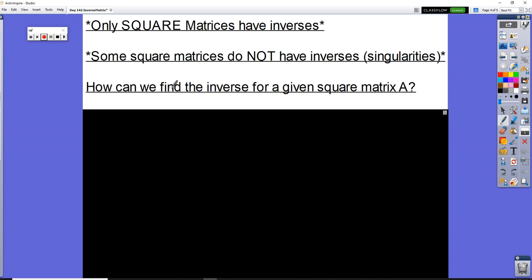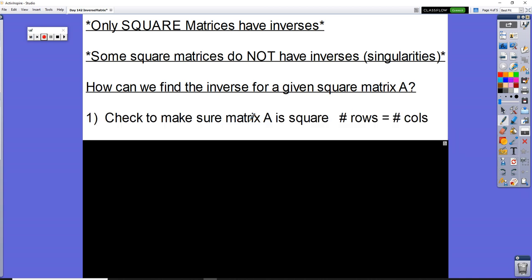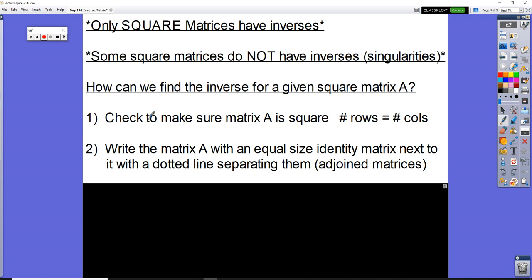So the way that we find an inverse for a square matrix: number one, you check to make sure it's square. Check to make sure that the number of rows and the number of columns match. If that's true, move on to step two. If it's not true, say it doesn't have an inverse. Assuming that the rows and columns match, the next thing you're going to do is write matrix A with an equal-sized identity matrix right next to it with a dotted line separating the two of those matrices. We call this situation adjoined matrices. So the matrix you started with, you're going to attach an identity matrix of equal size next to it. Put a dotted line in between them.